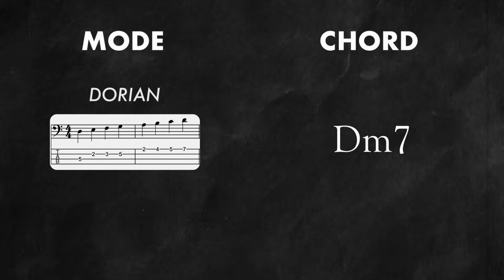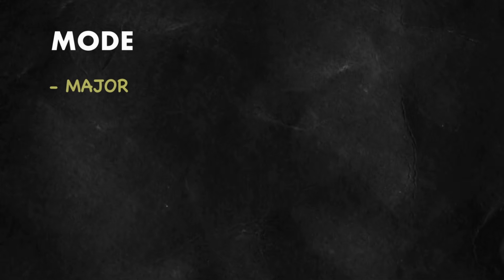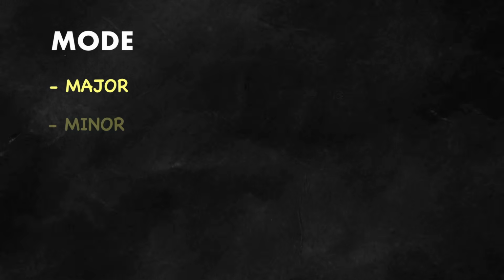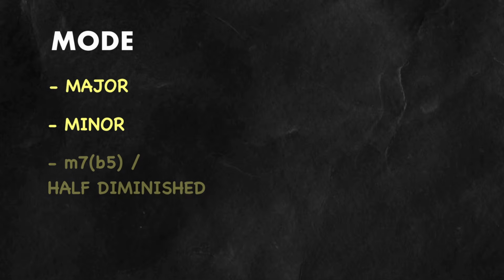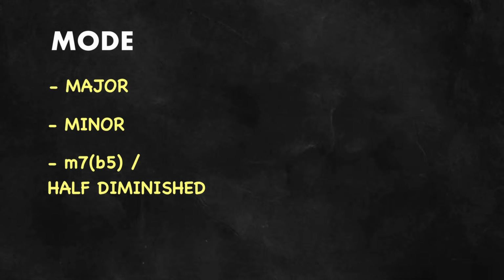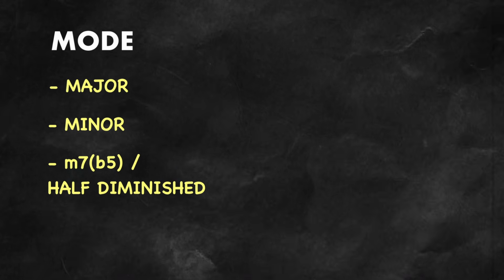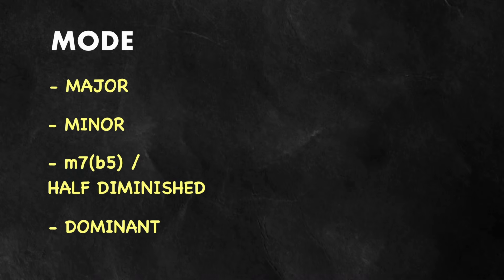And what do I mean by that? We can separate these modes into 4 categories. We have the major mode, we got the minor modes, we got the minor 7 flat 5 modes, which is the half diminished one, which is the Locrian, and then we have the dominant mode. And those 4 categories are going to be the same categories for our kinds of chords.